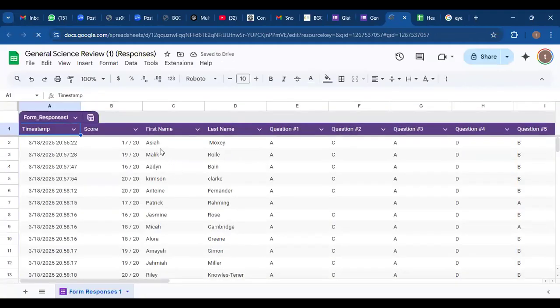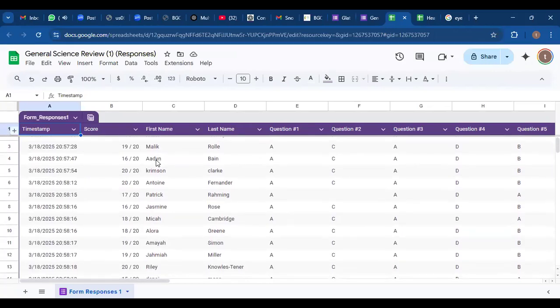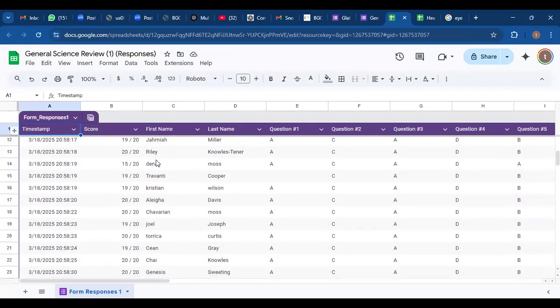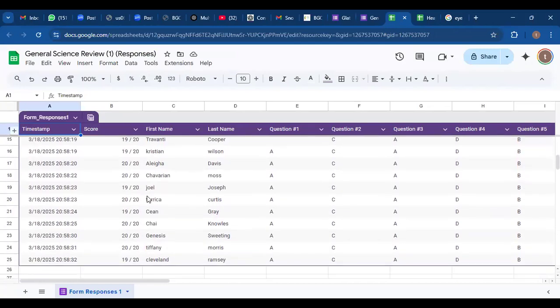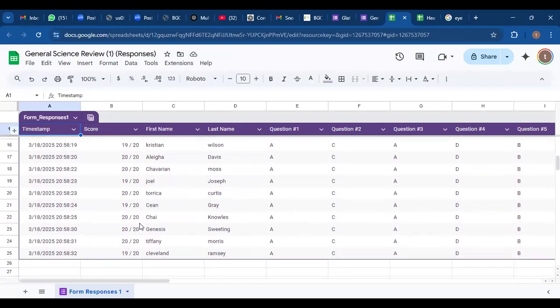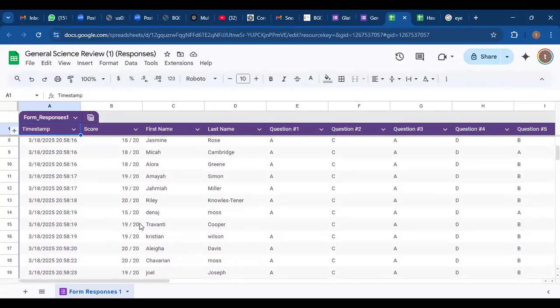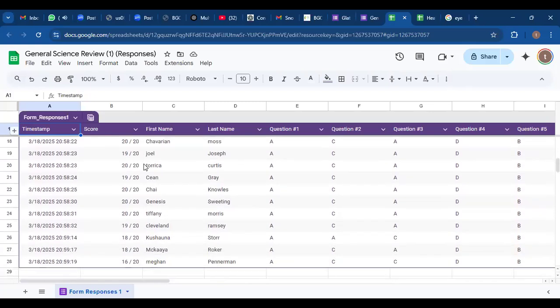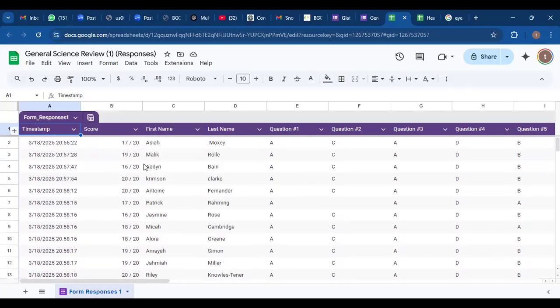Let's see what we have. Asia, Moxie, 17. Malik, Roel. Anyone got 20 out of 20? I did. Leia, Tarika, Genesis, Tiffany. Very good. 19, Antoine, very good. This is everyone. Y'all did pretty well. Everyone got above 15, which is a very good score.